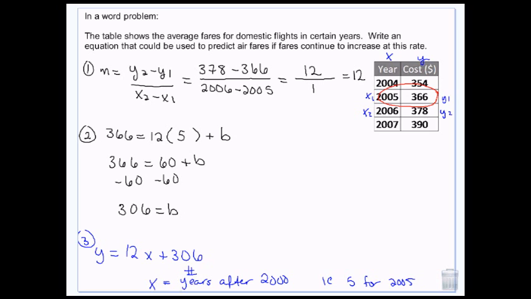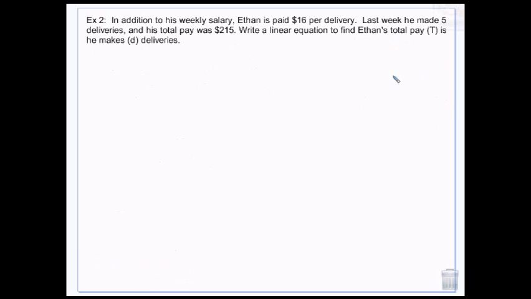Okay, in addition to his weekly salary, Ethan is paid $16 per delivery. Last week, he made 5 deliveries and his total pay was $215. Okay, we have to figure out what this number is. Is this $16 per delivery, the x, his slope, or his y-intercept?